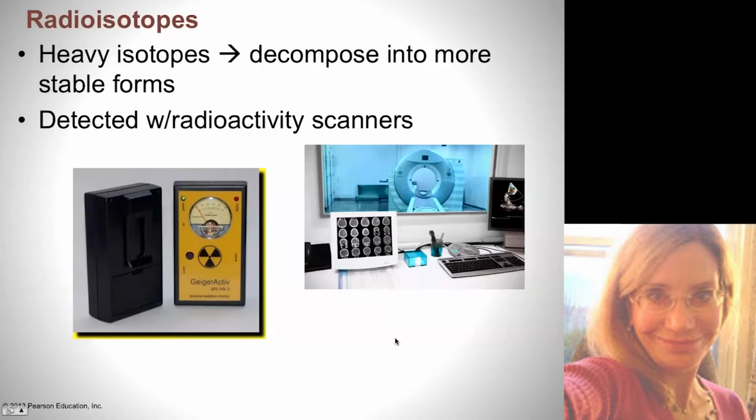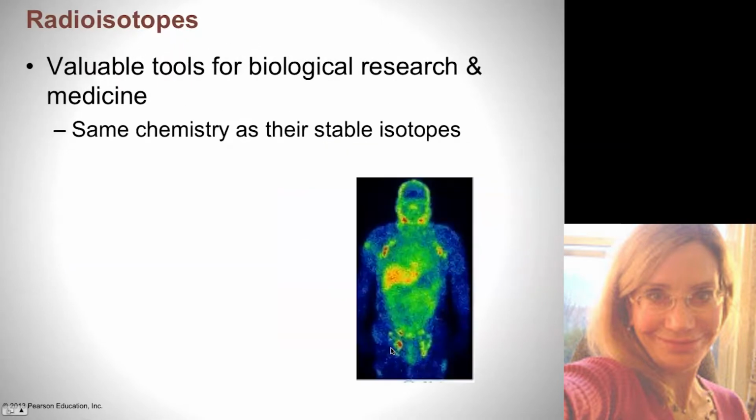Something like a CT scan. That's called computerized axial tomography, CAT, and other X-rays will be able to pick up bony structures in the body, but also something like fluoroscopy as this radioisotope is emitting the particles. These machines that are highly sophisticated will pick them up and can create images. And again, you can see right here, there's an image. Radioisotopes are valuable tools for biological research and medicine, and they do have the same chemistry as their stable isotopes.